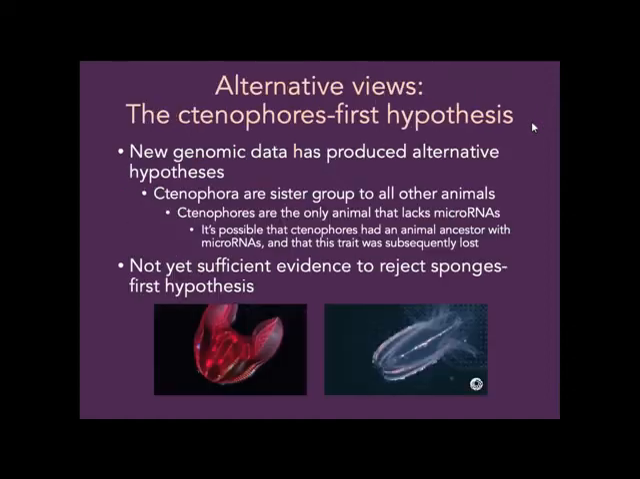An alternative view to the sponge's first view is that ctenophores are actually the oldest animals. There is new genomic data that has produced this alternative hypothesis. People have found that ctenophores are a sister group to all the other animals. And one reason that they think this is that ctenophores are the only animal that lacks microRNAs.